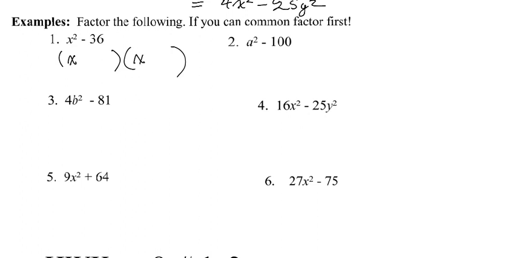And then we also notice we have 36. The square root of 36 is 6. And basically all we have to do now is just put a plus and a minus, and that's it. Next problem, pause here.